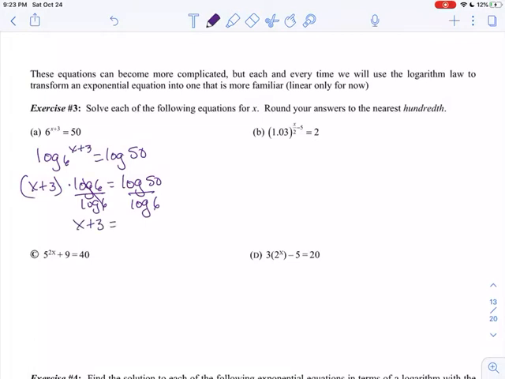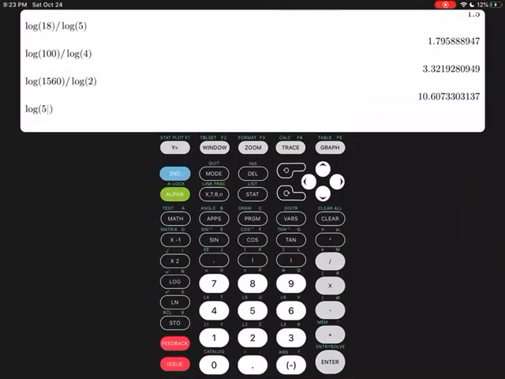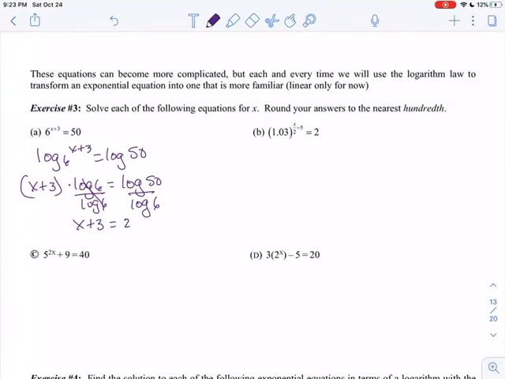And then I am trying to get x by itself. I'll divide by log of 6. So I have x plus 3 equals, I'm going to do log of 50 divided by log of 6. Log of 50 divided by log of 6. And I get 2.183.